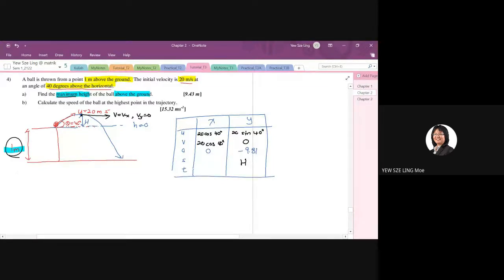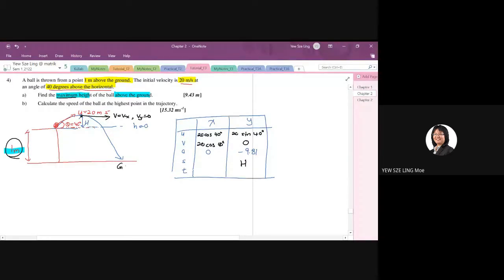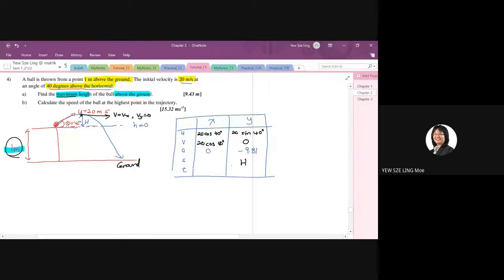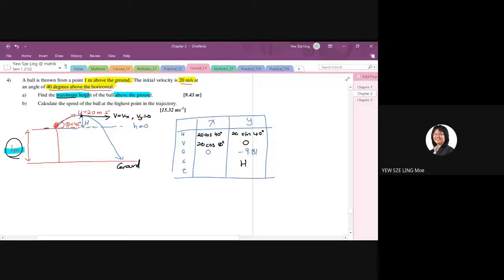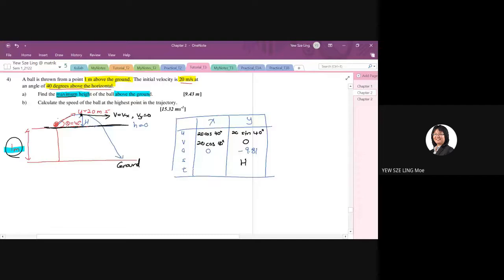This 1 meter is for you to calculate the final answer, the maximum height above the ground. So this is our ground. That 1 meter has nothing to do with the table. Remember, that is very important, because students always get the wrong idea. They substitute this 1 meter into the table. No, it has nothing to do with the table. Projectile motion only happens above this horizontal line.